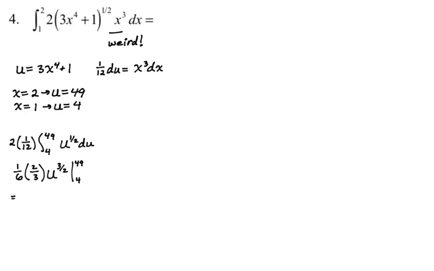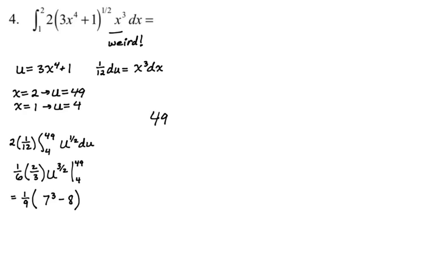Now we just have to evaluate. These numbers are pretty bad. I don't know if the AP exam would have values that are this bad. 49 to the 3/2. So the square root of 49 is 7. So it's going to be 7 cubed minus 4 to the 3/2. Square root of 4 is 2, cubed is 8. So I'm going to say minus 8. And now I'm going to work this out.